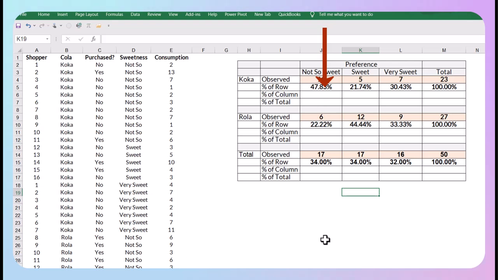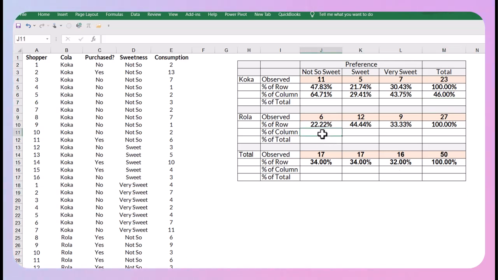Now I'm going to look at percentage of column. I want to know what percentage the 11 that said Coca and not so sweet is of the total of that column, and the total of that column is 17. So I'm going to take the 11 divided by the 17, the 5 divided by this 17, and here I'm going to take the 7 and divide it by this 16. And here I'm going to take the total of 23 and divide it by the total in that column of 50.